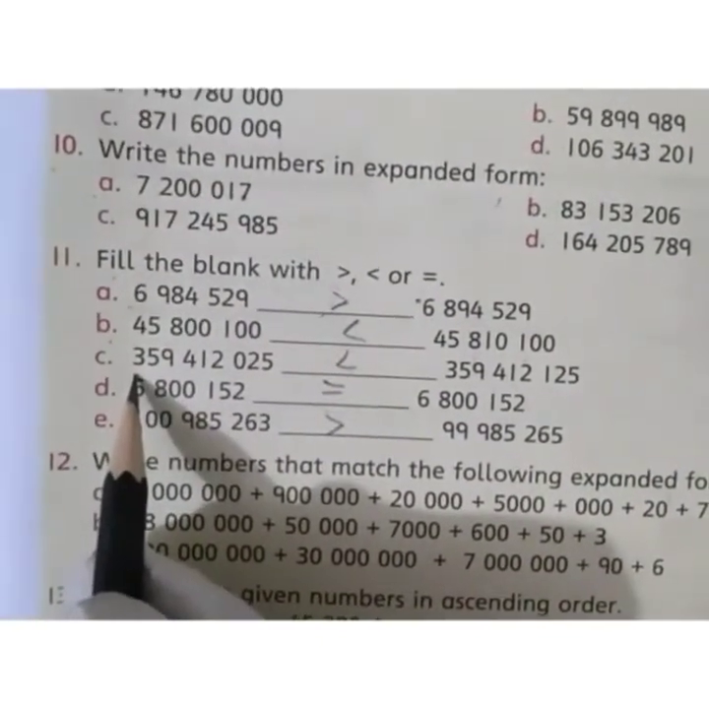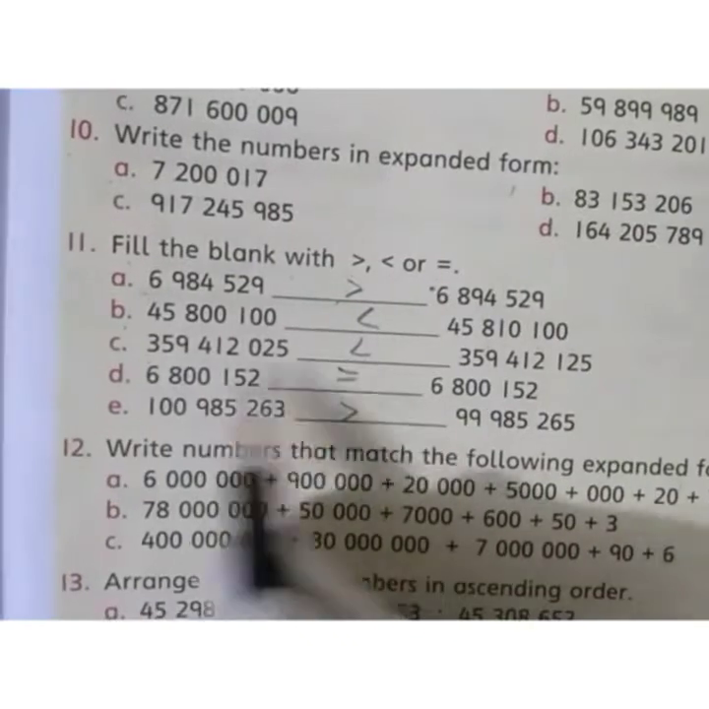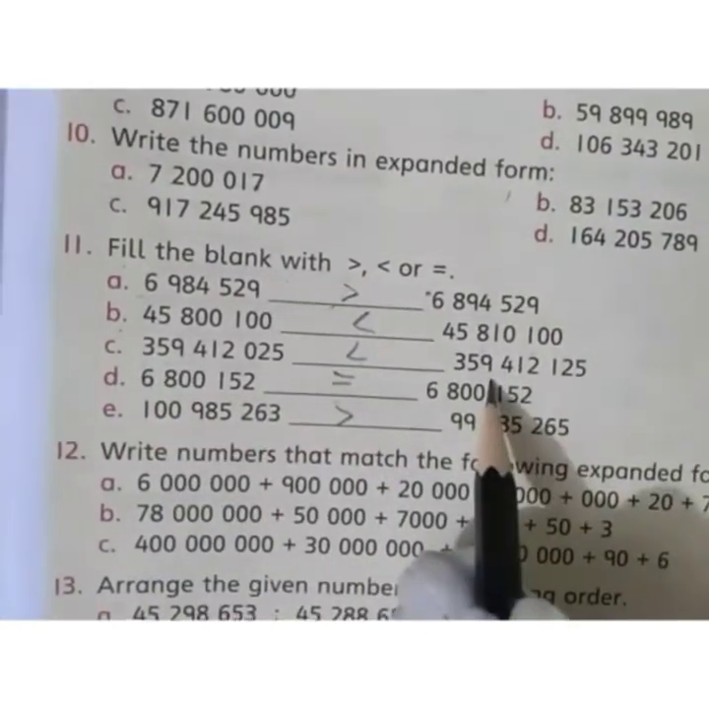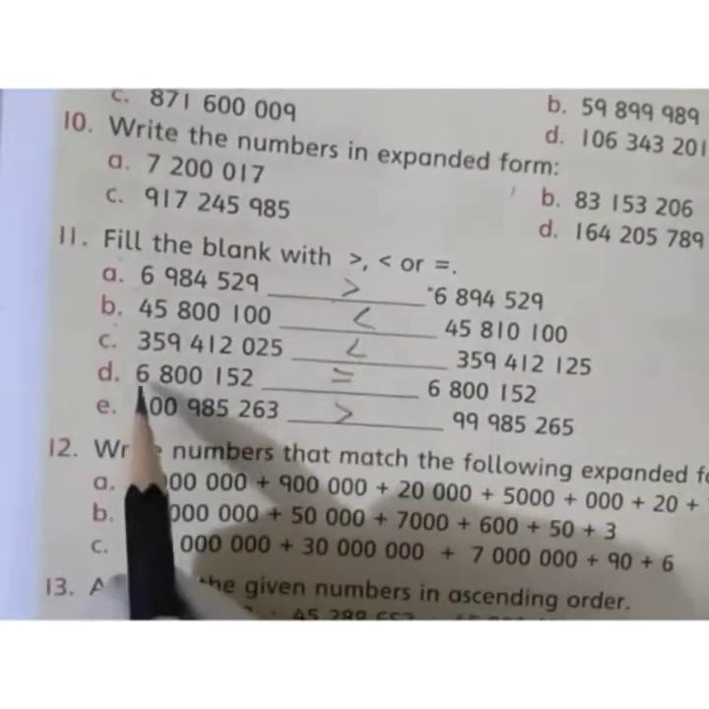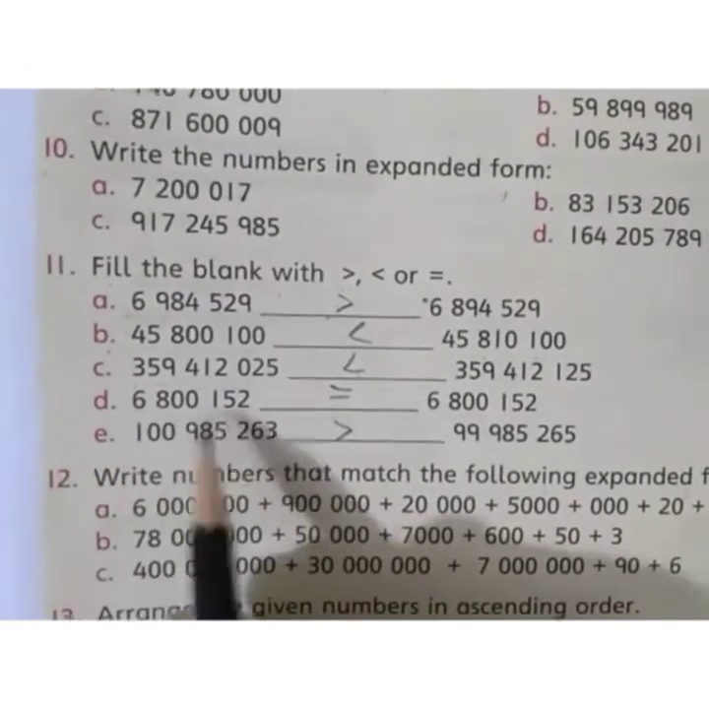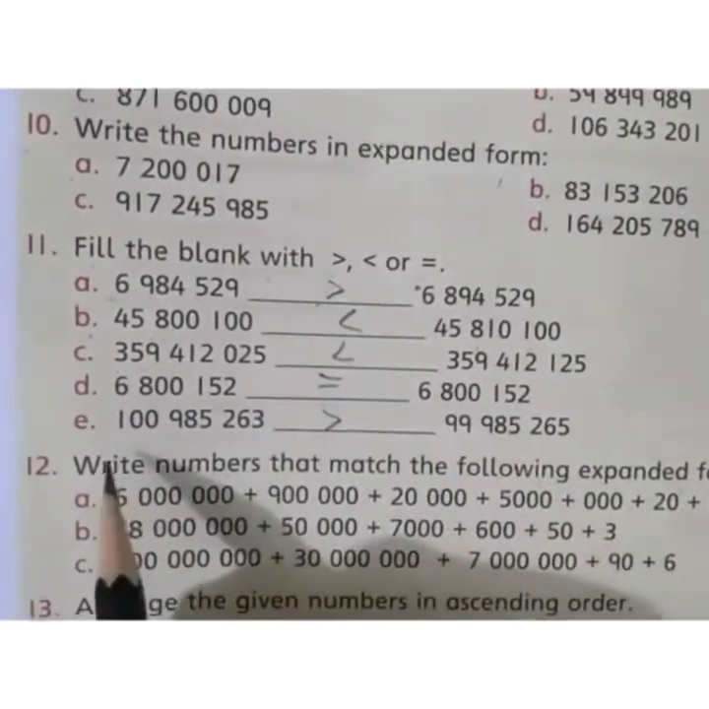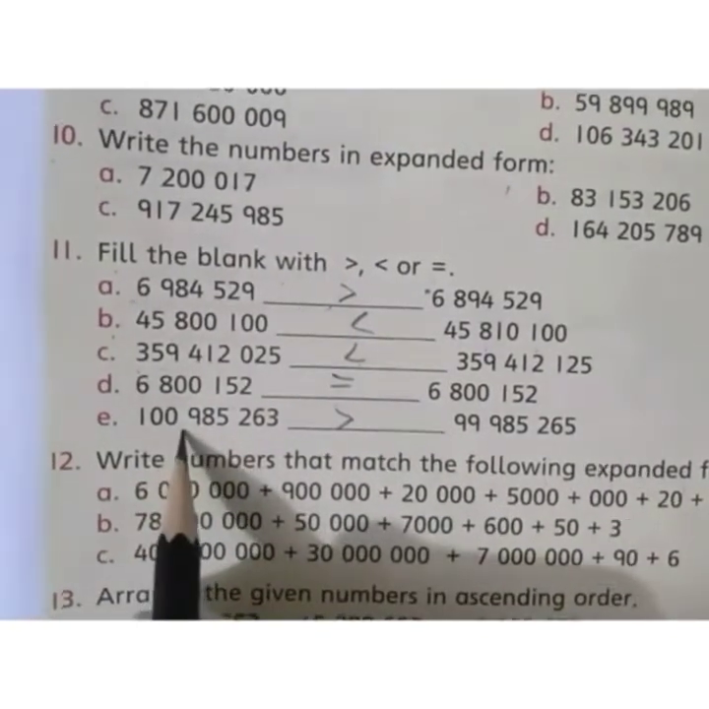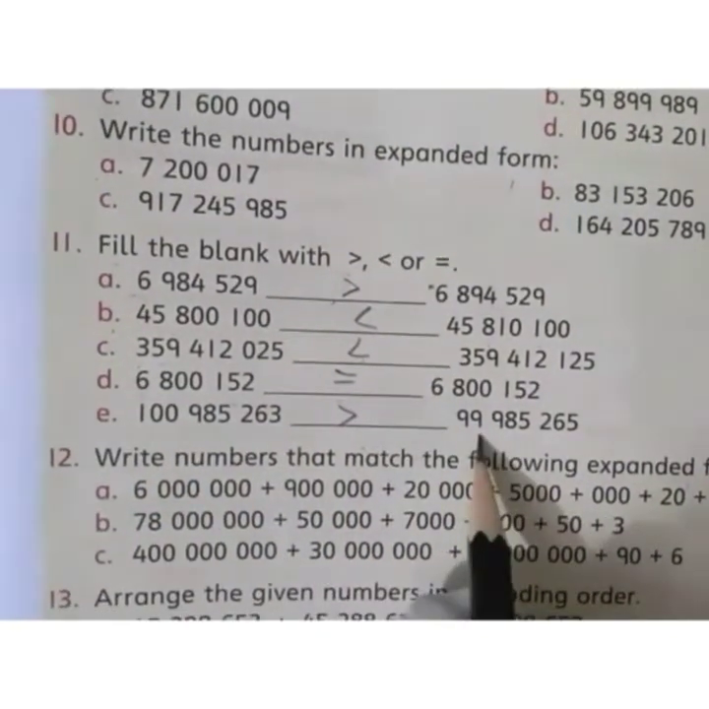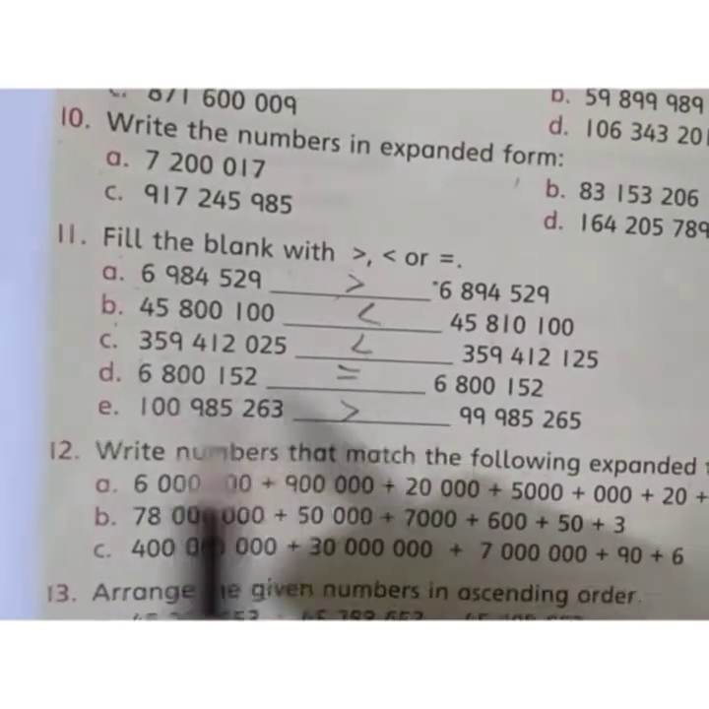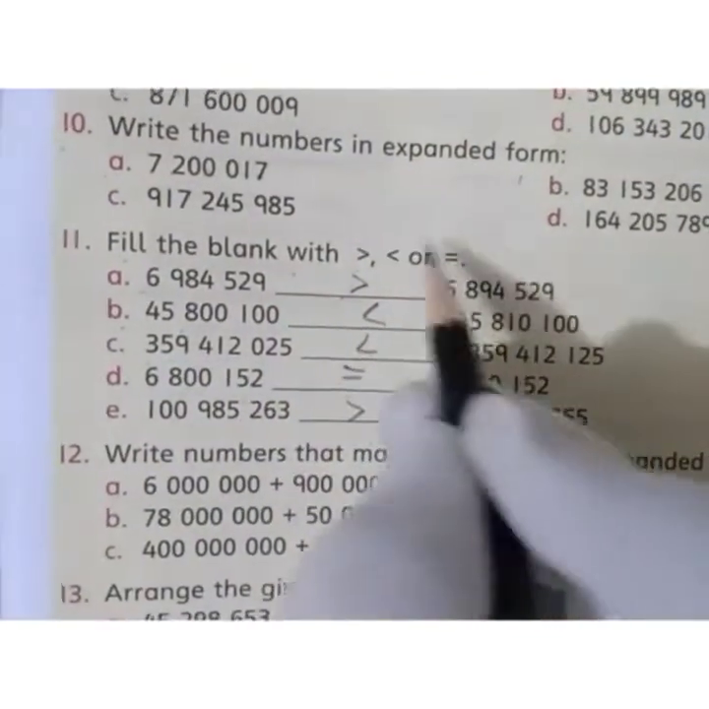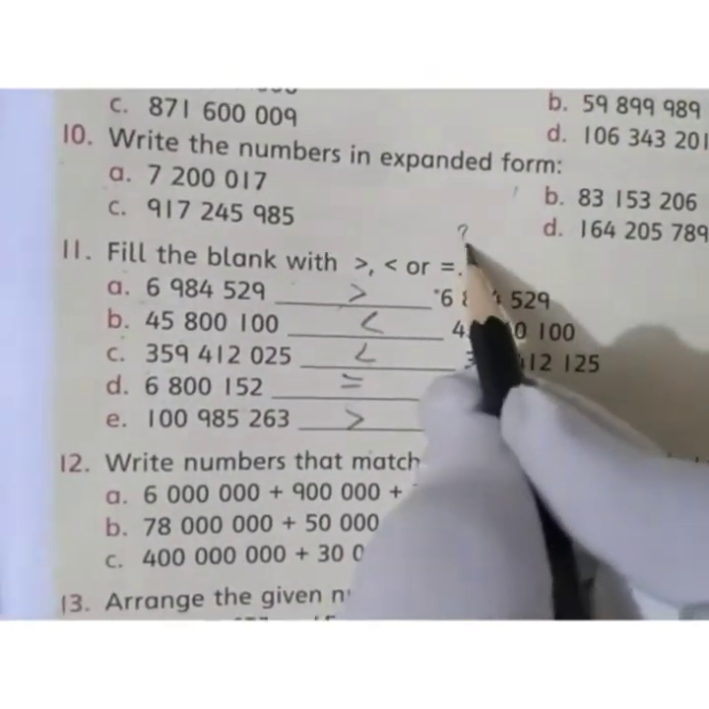Now C, this number is less than this number. In D, this number is equal to this number. Both numbers are same. In part E, this number is greater than this number. In this way, you complete your exercise and put your date over there in your textbook.